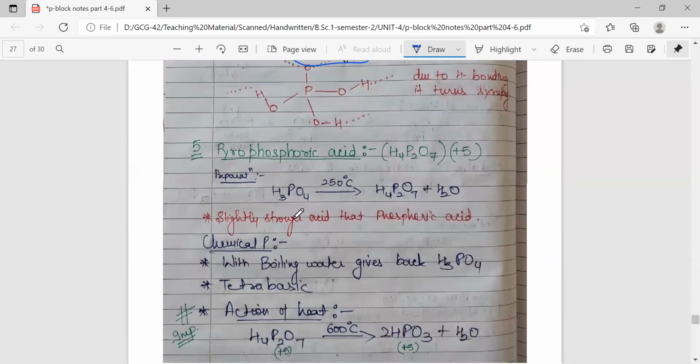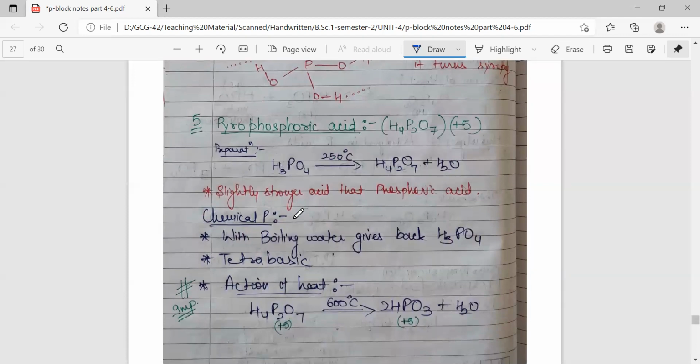So next we have pyrophosphoric acid. It is obtained from phosphoric acid by doubling the formula and removing a water molecule. So it is a slightly stronger acid than phosphoric acid. Here phosphorus is in +5 oxidation state. With boiling water, it gives back phosphoric acid. It is a tetrabasic acid. Upon heating, it will generate metaphosphoric acid.